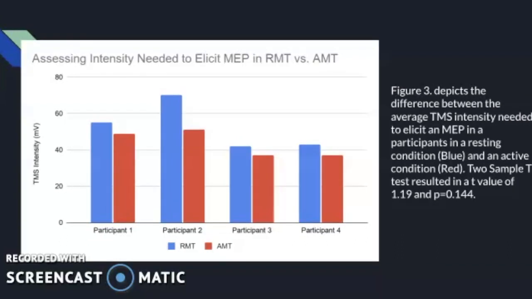In this last figure, we look at the intensity needed to elicit an MEP in resting motor threshold versus active motor threshold tests. As you can see in the blue, this is the participant's resting motor threshold on average, and in the red is the participant's average active motor threshold. The intensity needed from the TMS decreased when looking at resting motor threshold compared to active motor threshold. This is consistent with the literature, as the neurons for the muscle are already firing during the active motor threshold condition, so it makes sense that a lesser intensity is needed to elicit the MEP.